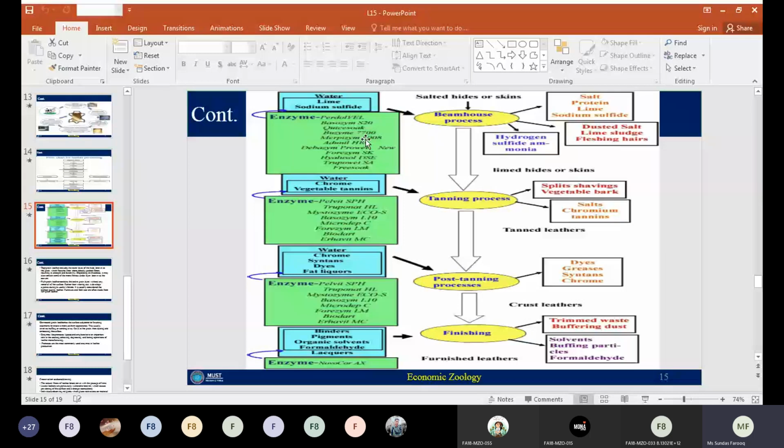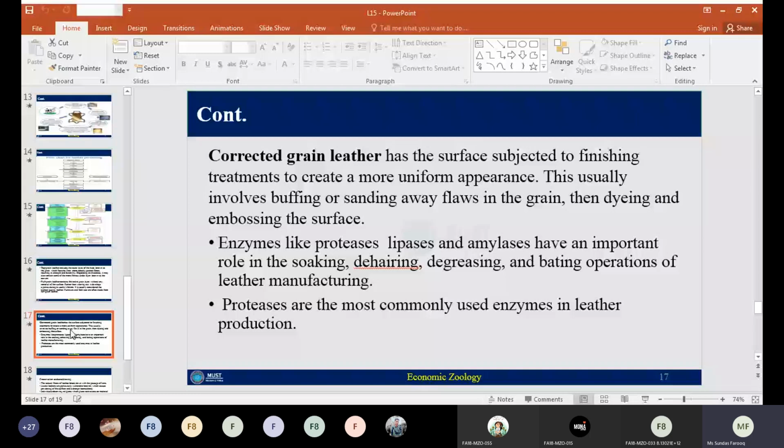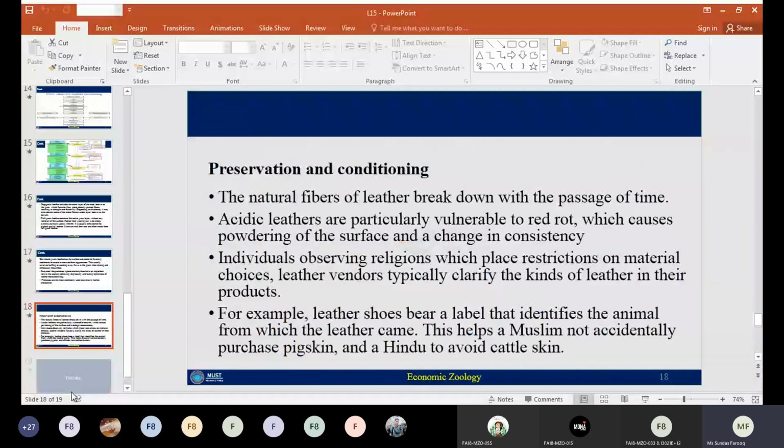Each and every step involves different types of enzymes, and these enzymes are basically utilized for the main ingredient, which is proteins. Collagen protein is the main constituent utilized in the production of leather. So proteases are the most commonly used enzymes in leather production. Proteases are enzymes that can digest, that is, degrade proteins. They are the main enzymes used for leather production.